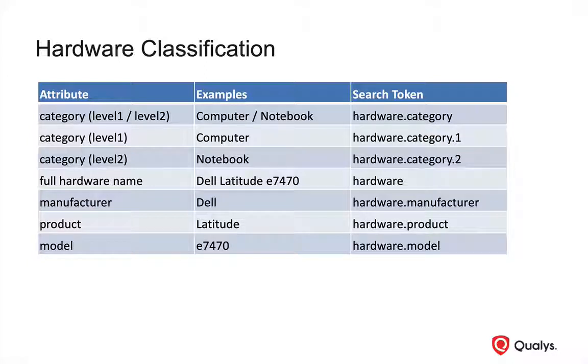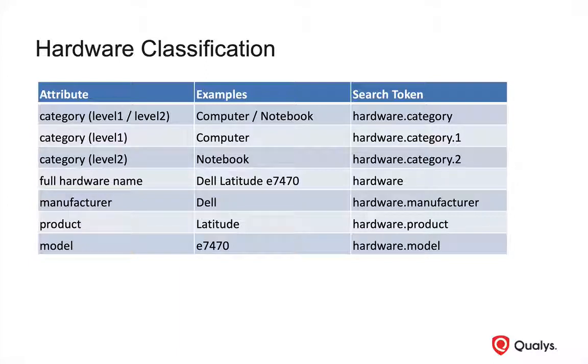In the right-hand column, you see your search tokens. And when you go to search within Global AI, you'll find that just by typing the word hardware, all of these different options will come right up. And from here, then, you can search by both categories together. You can search by level 1 or level 2 separately. You can do the full hardware name.